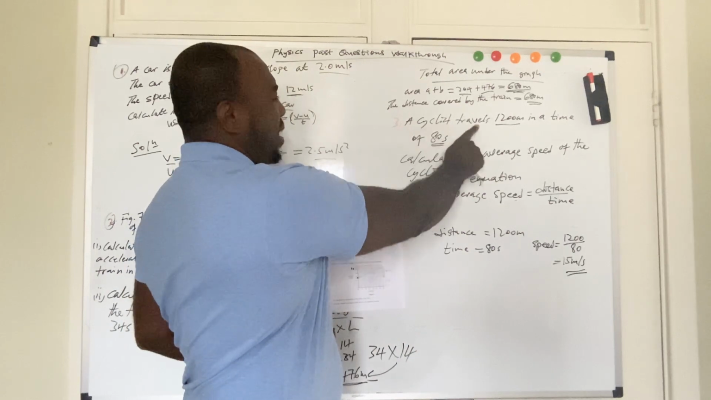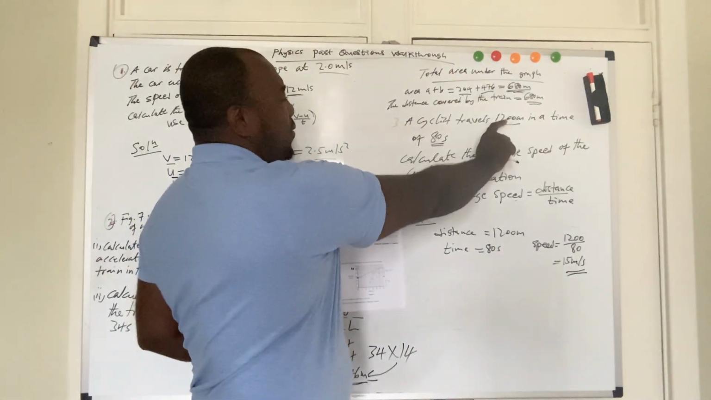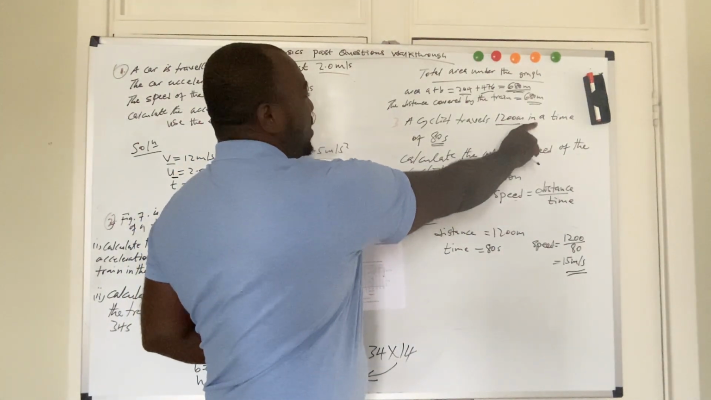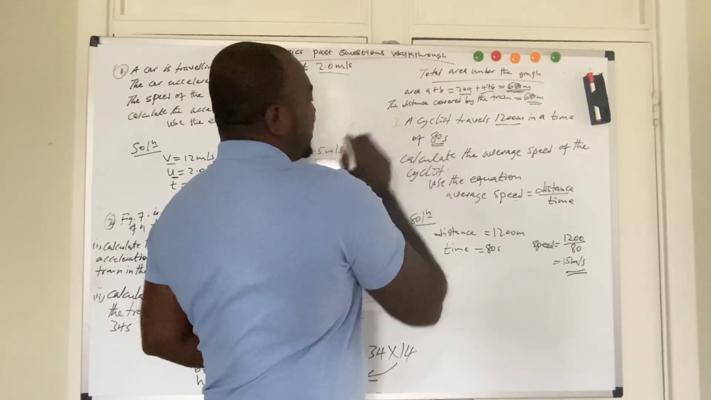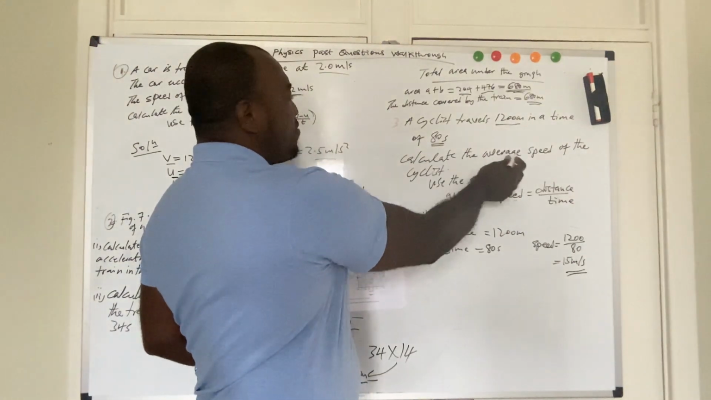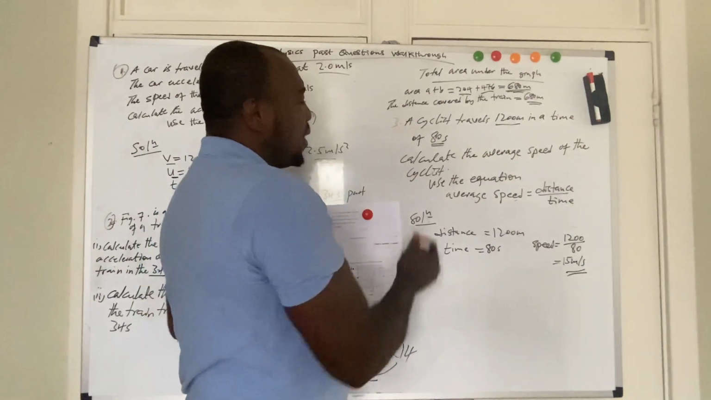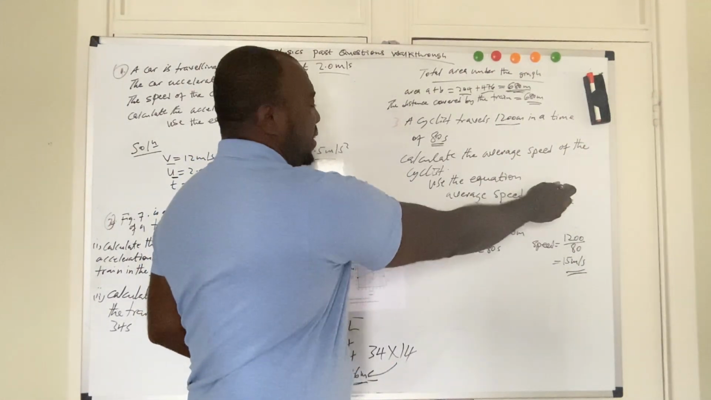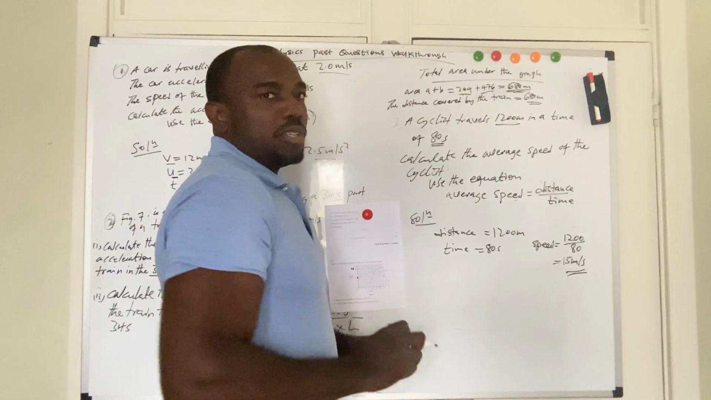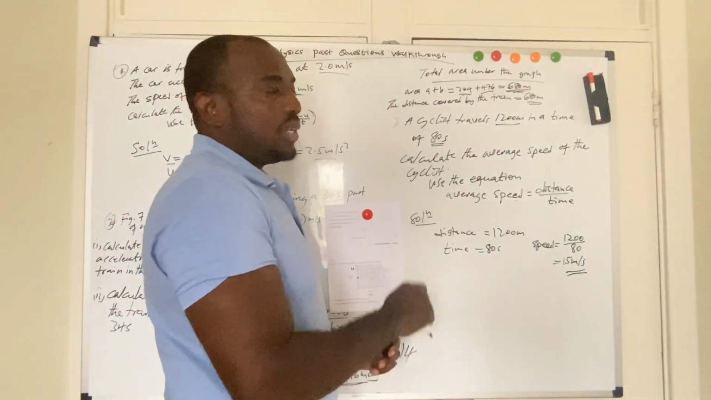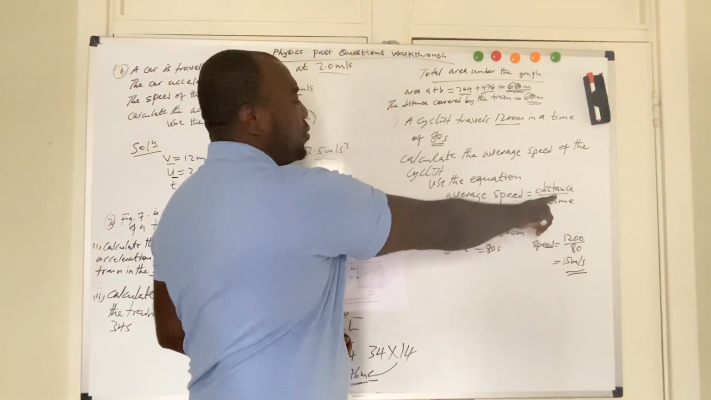A cyclist travels 1,200 meters in a time of 80 seconds. Calculate the average speed of the cyclist. Use the equation speed equals distance over time. Straightforward, very easy question. They've given us the formula to use, distance over time.